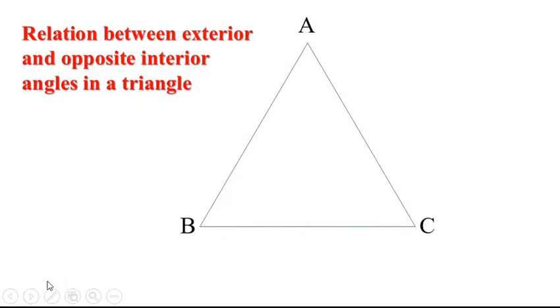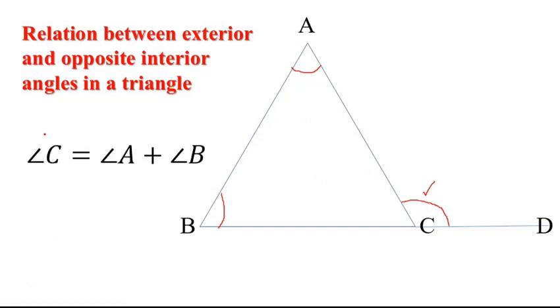ABC is a triangle, and here C is the exterior angle, so the interior opposite angles of C will be A and B. So let's see here, this is the exterior angle, and the interior opposite angles of this exterior angle will be A and B. So the relationship between A, B and C will be angle C equal to angle A plus angle B. We need this relation during the derivation of the formula n2 by v minus n1 by u equal to n2 minus n1 by R.